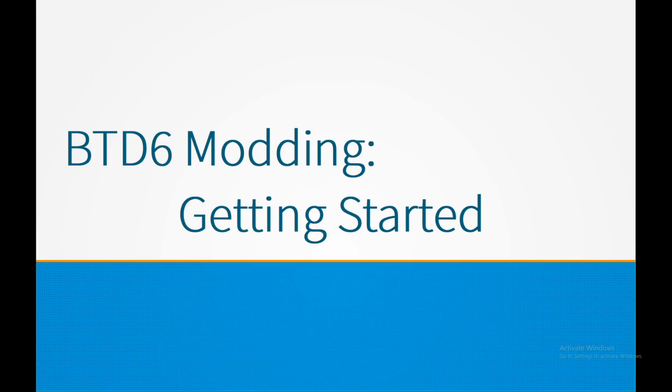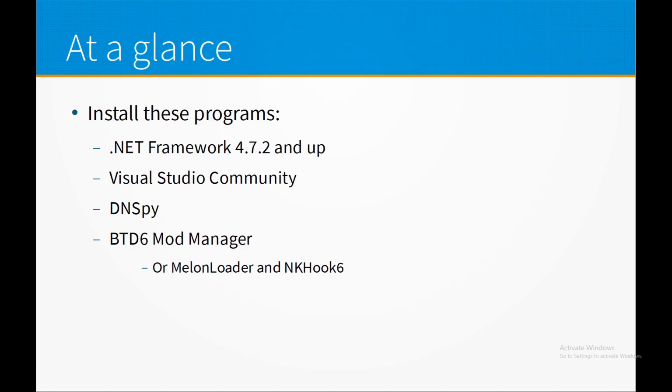Welcome to another video in the BTD6 modding series. In this video, we're going to cover getting started, the programs you need to have in order to mod BTD6. At a glance, we're going to need .NET Framework 4.7.2 and up, Visual Studio Community, DNSpy, which we're going to use to view the game's code, and BTD6 Mod Manager, which will download Melon Loader and NKHook 6, our API, automatically. If you're having trouble with our mod manager, you'll have to download Melon Loader and NKHook 6 manually.